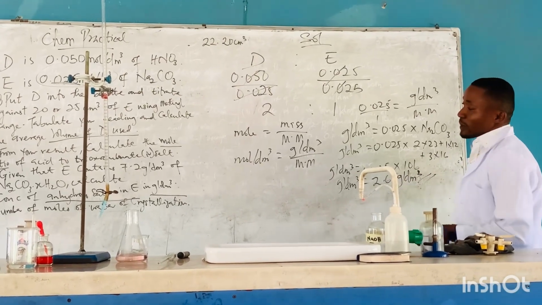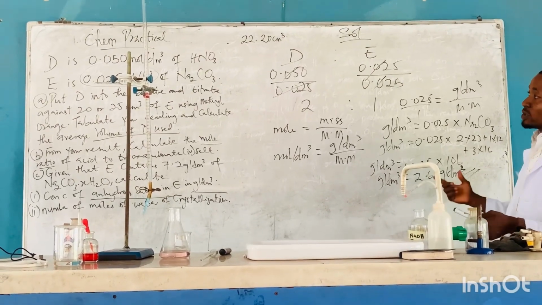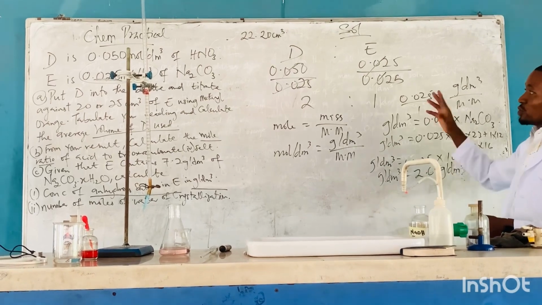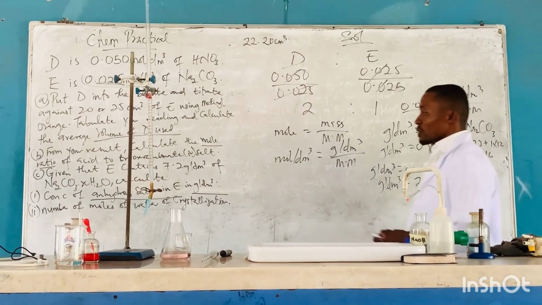You can see how easy this part of the particular question is. And if I predict properly and this one question comes out, students should be able to do well. But because it's not the usual, most students will not get all their marks. But this is the gram per dm cube. But we are done with this.